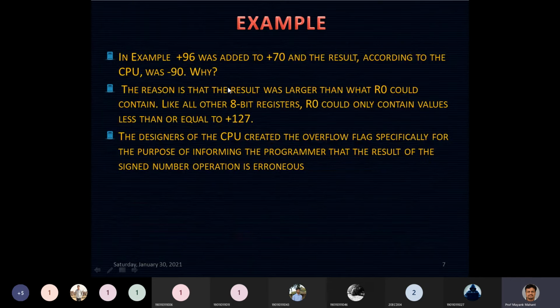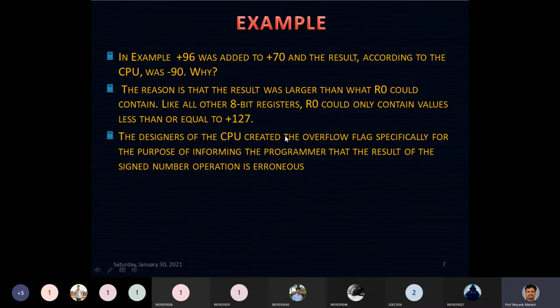This is the same thing that I have discussed: in the given example, plus 96 was added with plus 70, and the result according to the CPU is minus 90. The reason is that there is an overflow. The result was larger than what the register could contain, like the other 8-bit registers, which can contain values only up to plus 127, and that is why the problem has occurred. So the design of the CPU creates the overflow flag specially for the purpose of informing the programmer that the result of the signed number operation is an error.